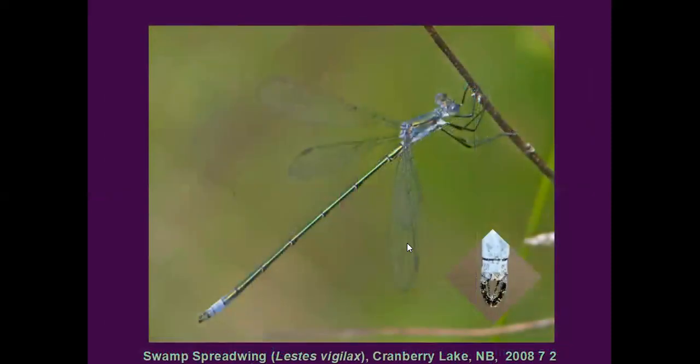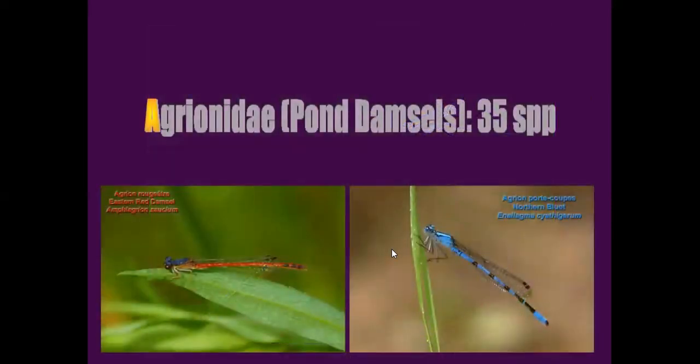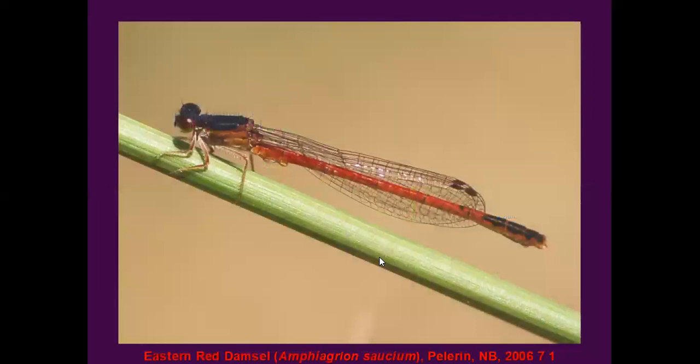And then two species that are more or less restricted to southwestern New Brunswick, the swamp spreadwing and the elegant spreadwing. And then our biggest group of damselflies are the pond damsels, 35 species. So I don't have pictures of every one of them, but I will go through some of the better known ones.